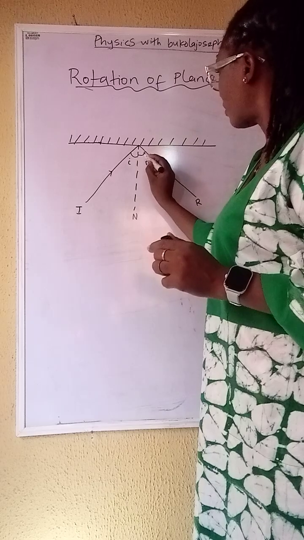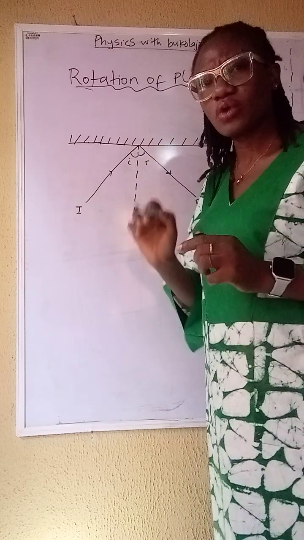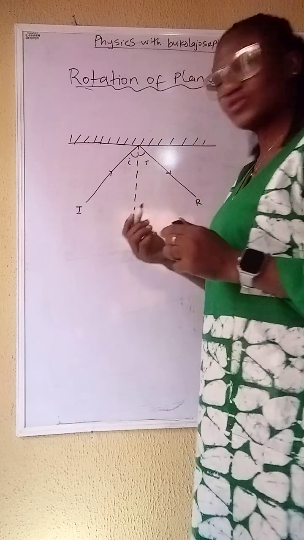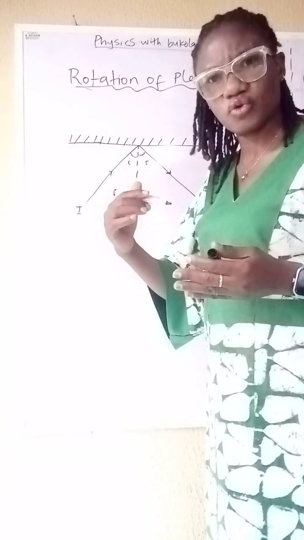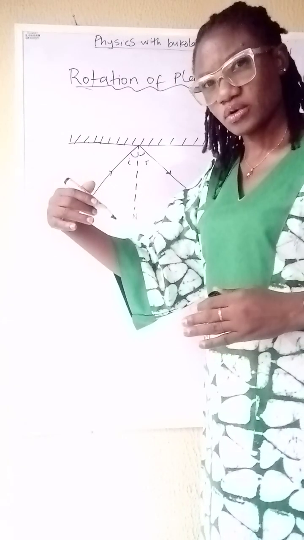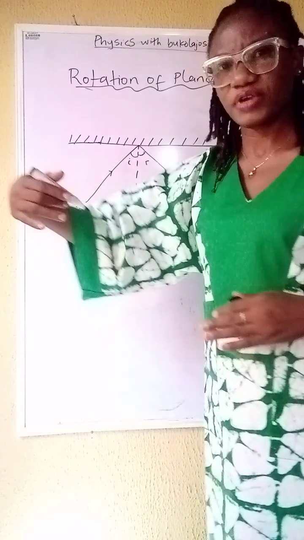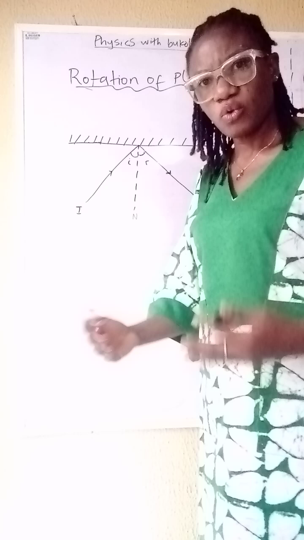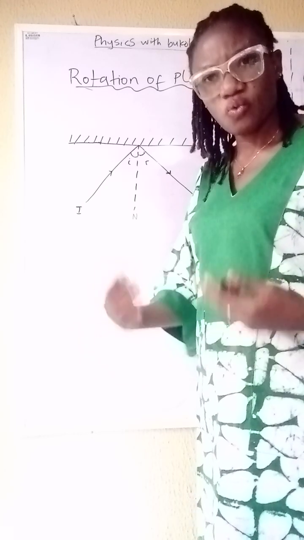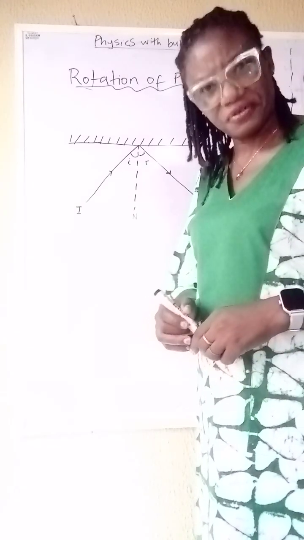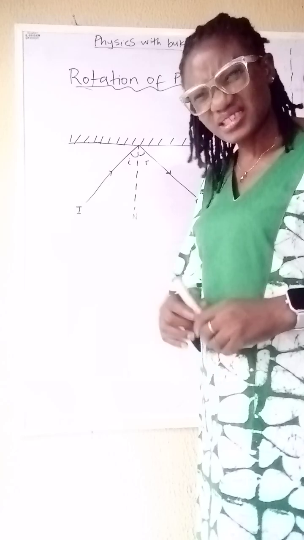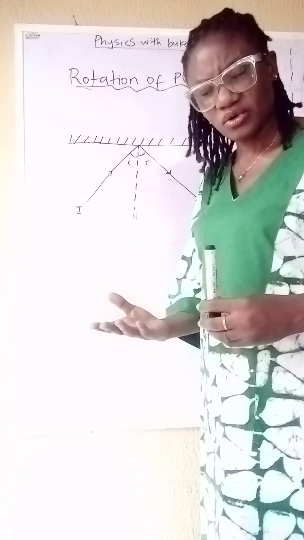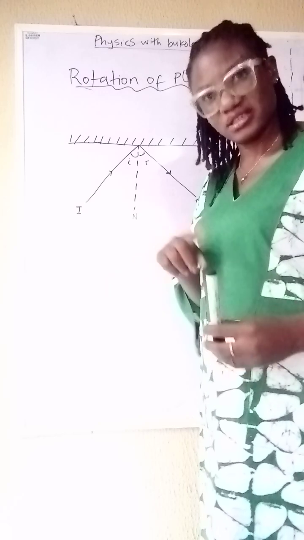Now, we want to see what happens if the mirror is rotated through an angle. If we move the mirror through an angle, what will happen to the angle of incidence? What will happen to the angle of reflection? Will it still be the same? Let's do this and see the result.